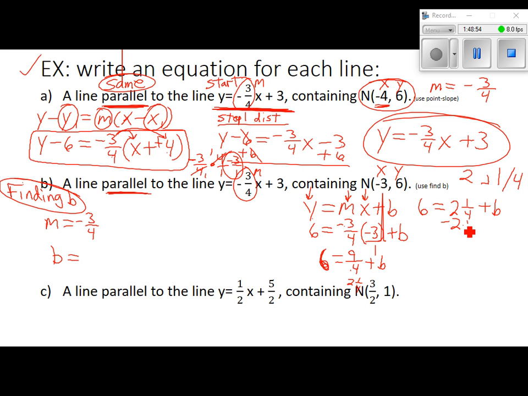We need to subtract 2 1/4 on both sides. If we subtract 2 1/4 on both sides, we end up this way. 6 minus 2 1/4 is 3 3/4. Now the bad thing with that is that we want to change that back. So we know b is 3 3/4.